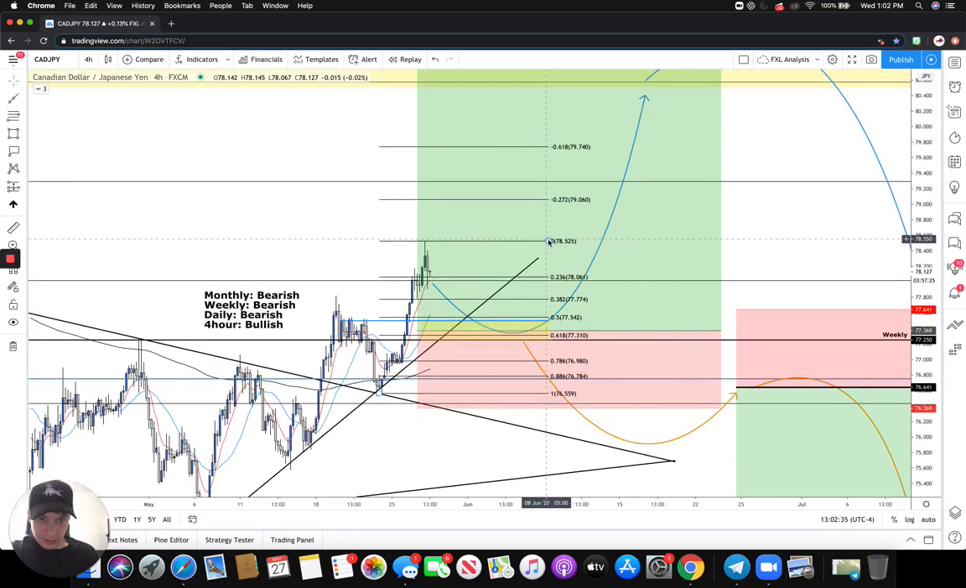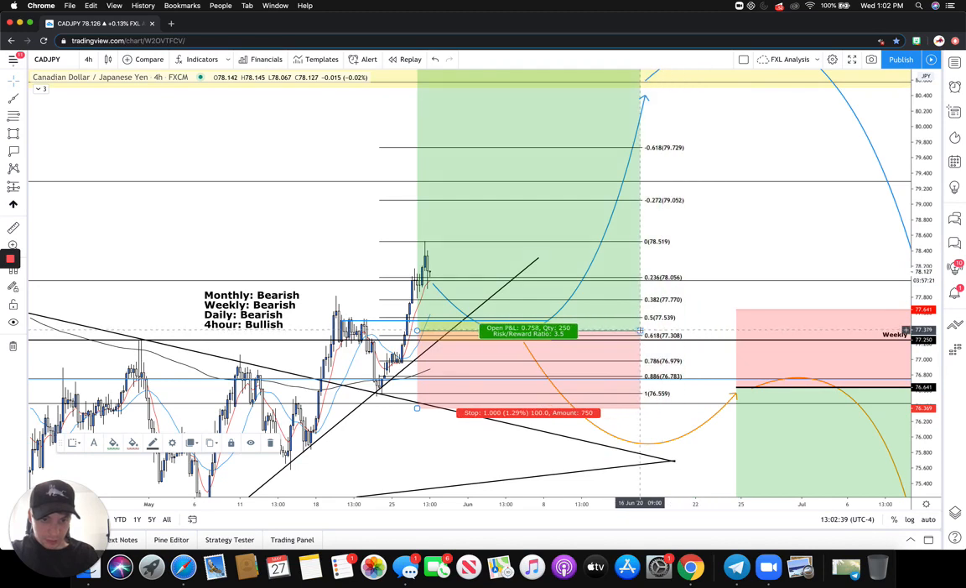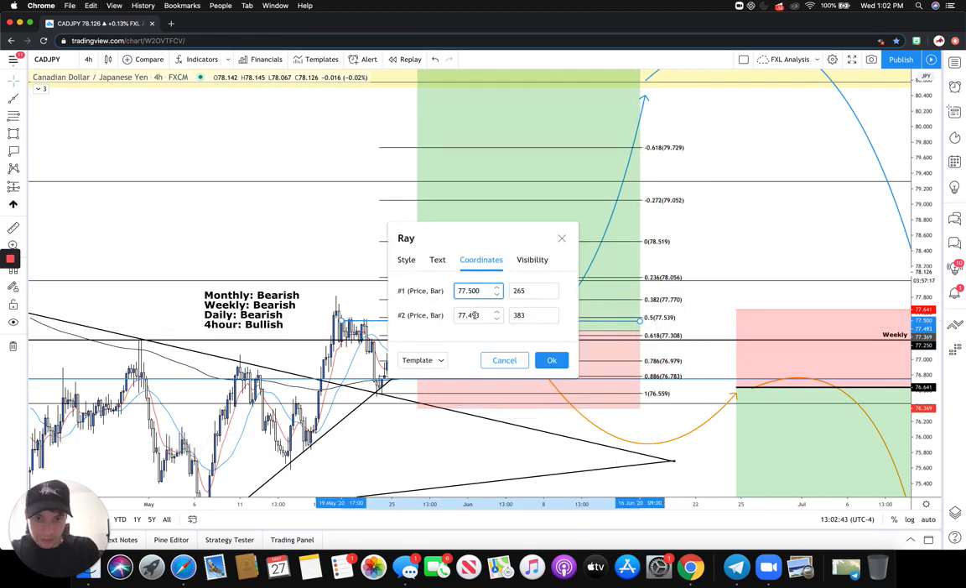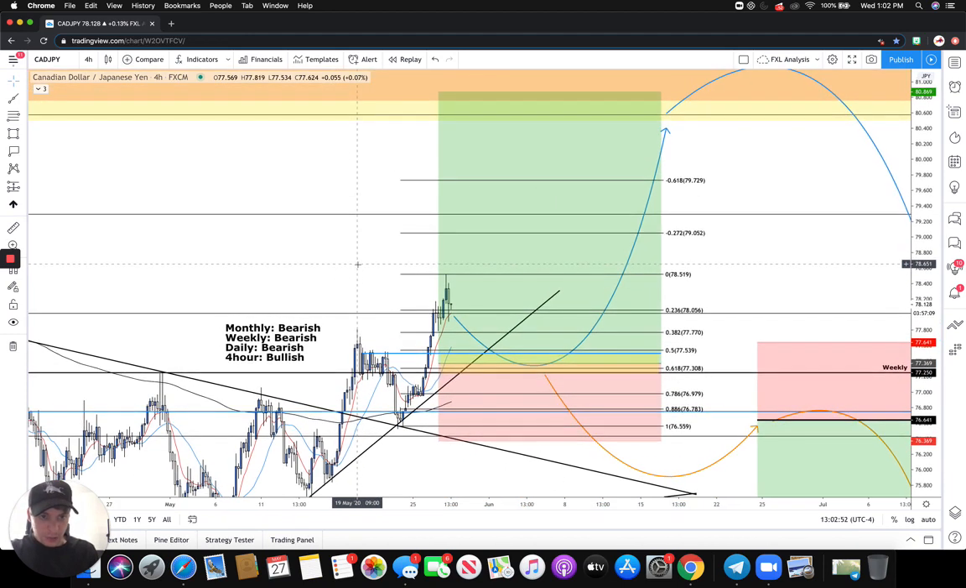So let me just extend this, make this a little cleaner for you guys right here, and we're looking for a pullback to this area, 77.5. Okay, and then this area here. So yeah, we want to see a clean pullback, and then we'll target higher.